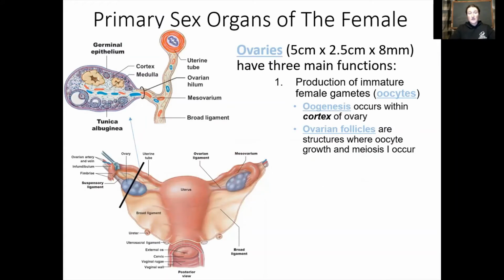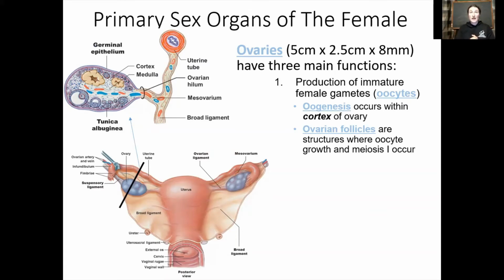Okay. The ovaries themselves, right? These are the primary sex organs. That is, they are the ones that make the gametes. They also make a lot of hormones as well. So these are the primary sex organs as opposed to secondary sex organs such as the breasts. They facilitate reproduction or child rearing, of course.